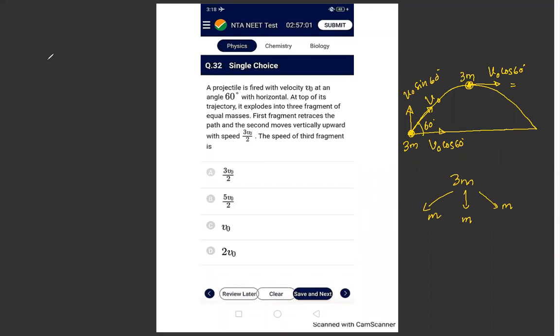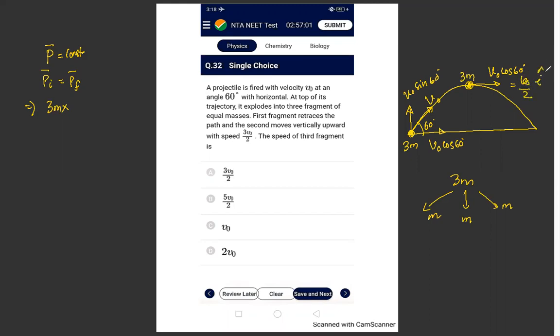Actually, what is happening over here? If the explosion is taking place, it is because of the internal force, right? So, no external force is involved in this process. So, we say that the net momentum of the system should remain constant. So, we can write P initial is equal to P final. P initial is equal to 3m, and it was moving with v naught cos 60, that is v naught by 2.